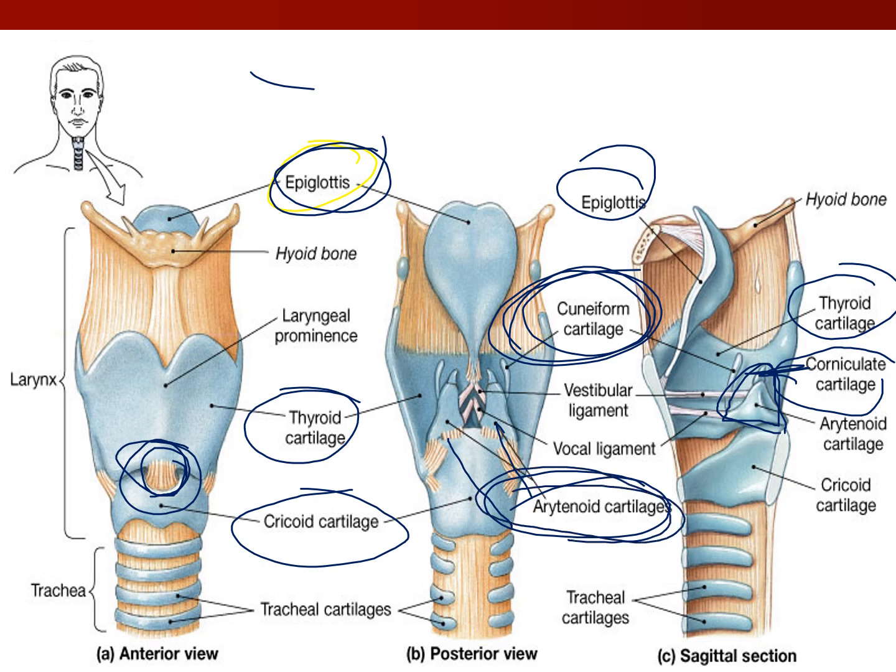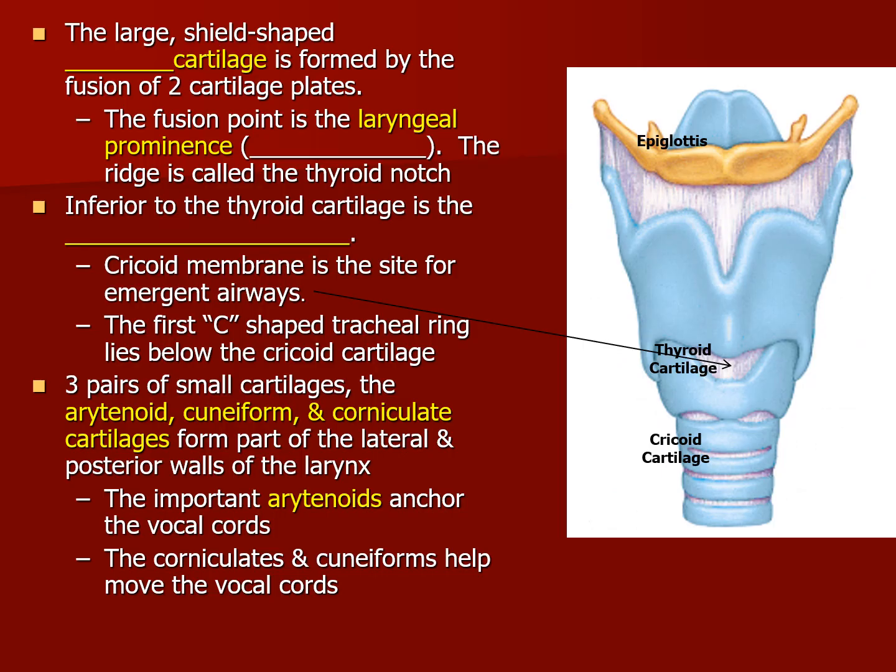The cuneiform and the corniculate help modify speech as well. So these are going to be something that you might need to know, especially if someone has a stroke or people have swallowing difficulties or traumas to the airway. These all come in handy.